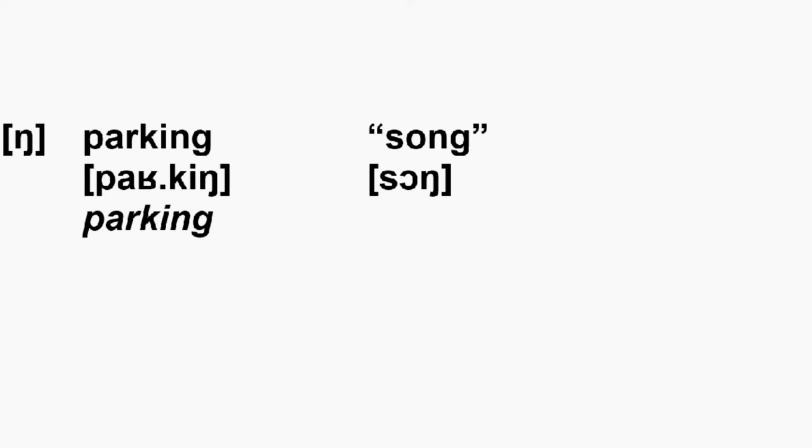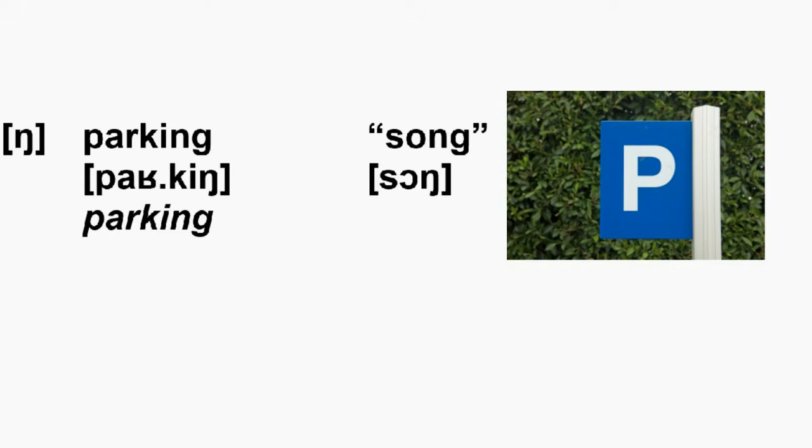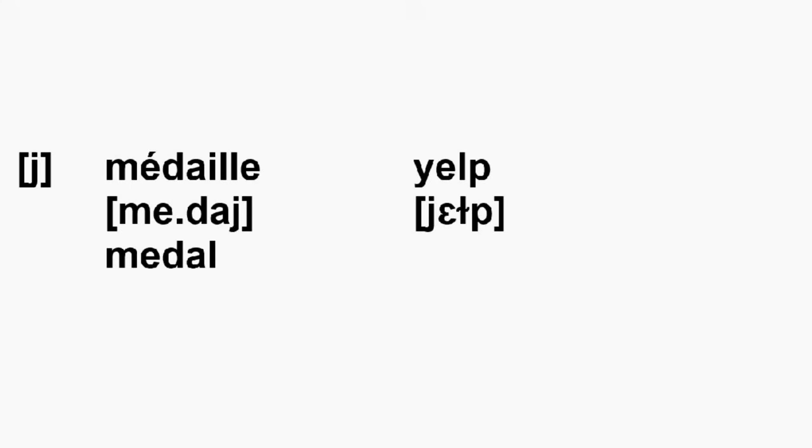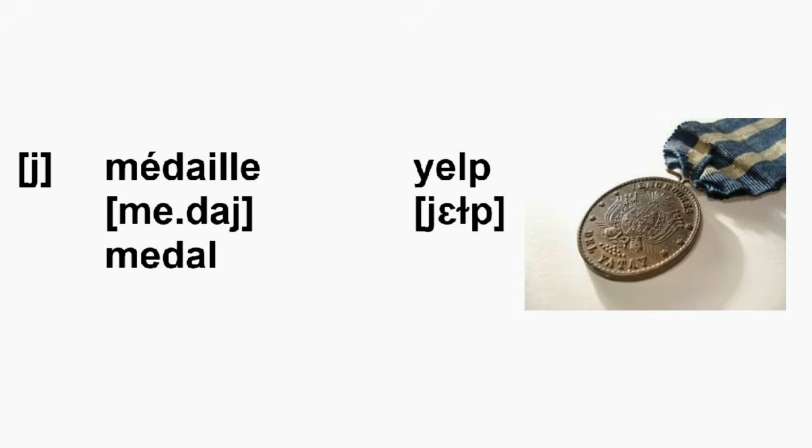The third one is ng. It's an elongated N, and it shows up in French, sort of in slightly Englishy words like parking. English uses it in words like king and song and ring. It's basically an N that you make using the back of your tongue instead of the front. The last of these consonants is y, as in médaille. It's the same sound as in English's you or yup or yelp.